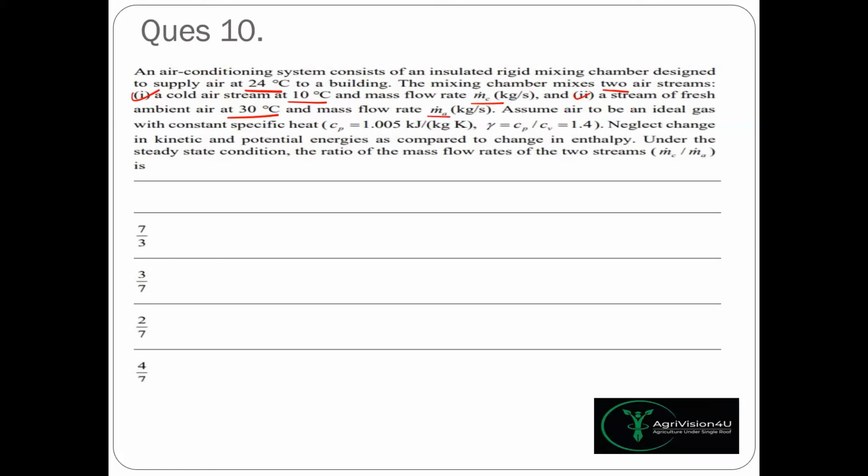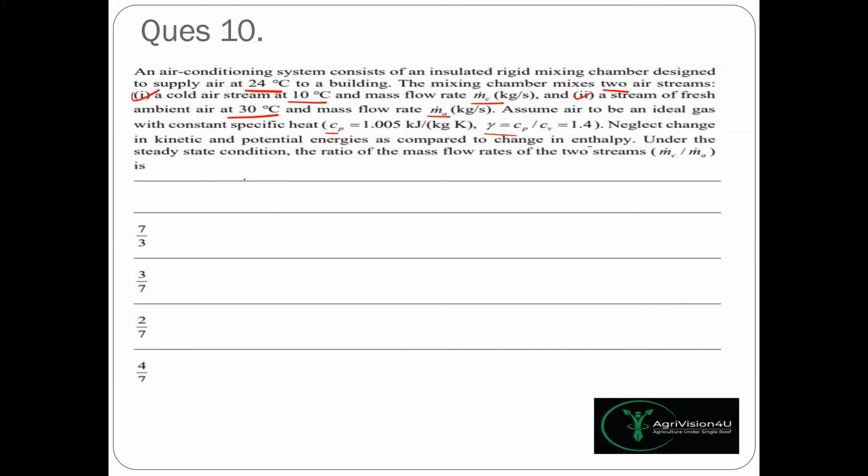Assume that the air is an ideal gas with constant specific heat Cp and gamma is given, so we can find out Cv. Now neglect the change in potential energy and the kinetic energy as compared to the change in enthalpy. Under the steady state condition, find the ratio of mass flow rate for the two streams.